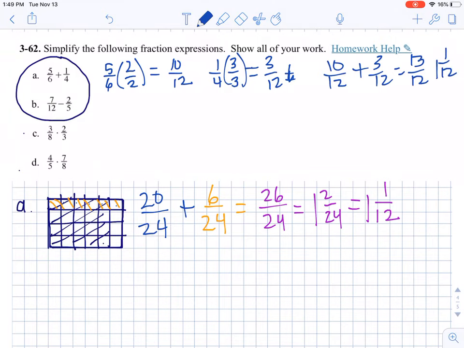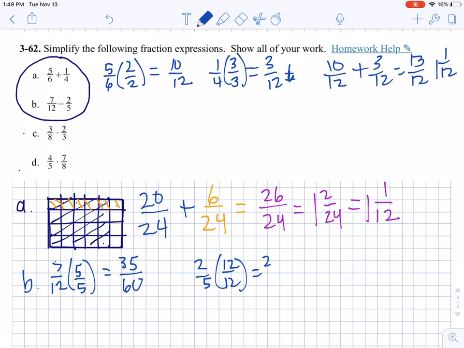Okay, so 12ths and fifths. With 12ths, we only have 3 times 2 times 2, and fifths is just 5 times 1, so they don't have any common factors, so it's just going to be 60ths. So if I do 7 12ths and multiply that by 5 over 5, we get 35 60ths, and 2 fifths, we multiply that by 12 over 12, we get 24 60ths. So then we just do 35 minus 24, which is 11 60ths.